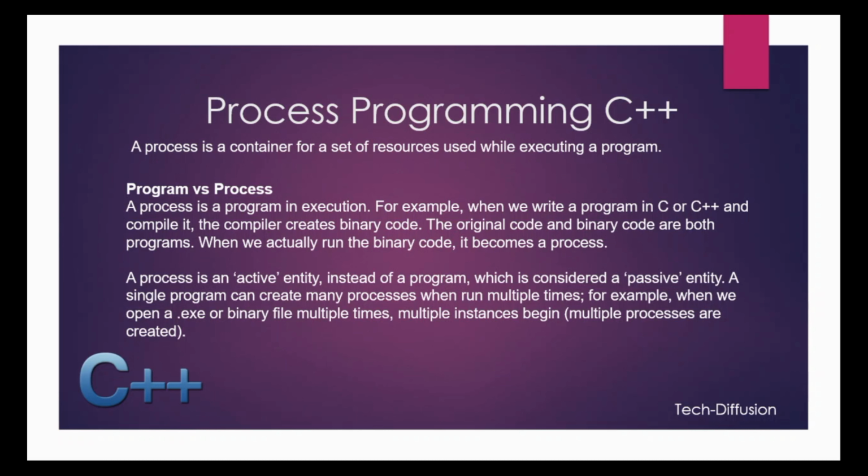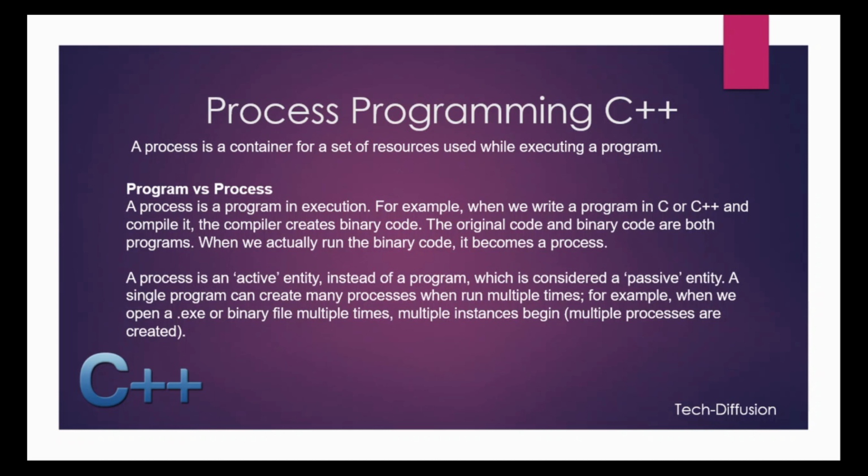A process is always active, while a program is passive. What is the difference? A process is active every time, while a program, when we are not running it, will not run automatically, so that is a passive thing. A single program can create many processes and run multiple times. Similarly, multiple instances run as multiple processes. So this is the simple difference between a program and a process.